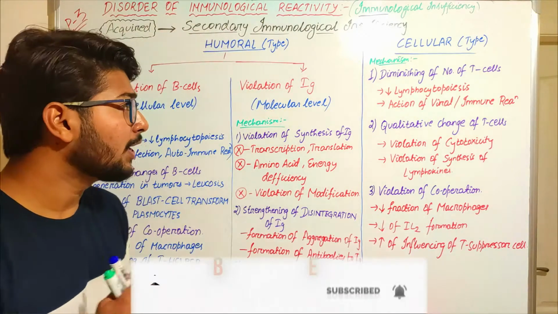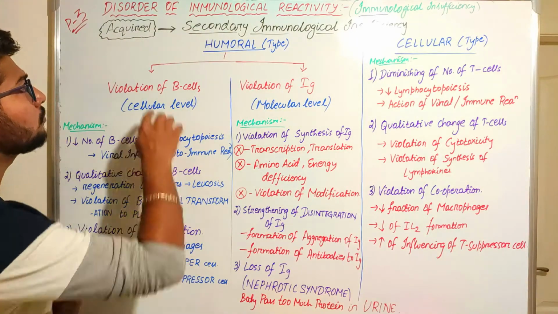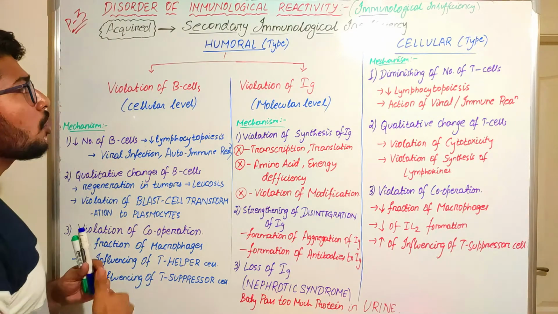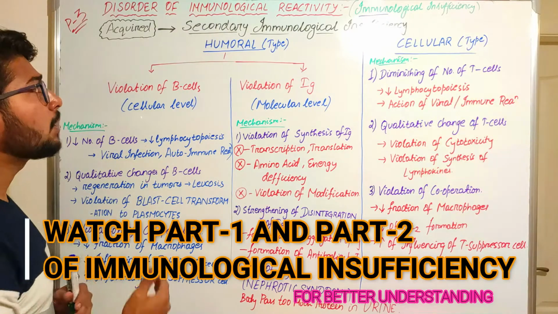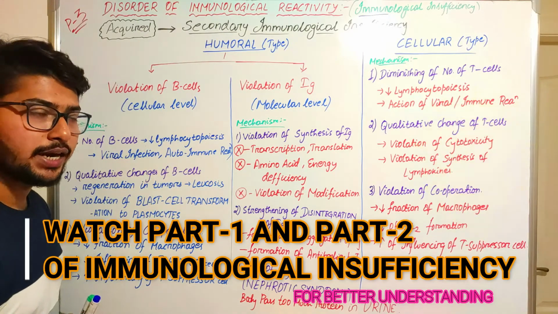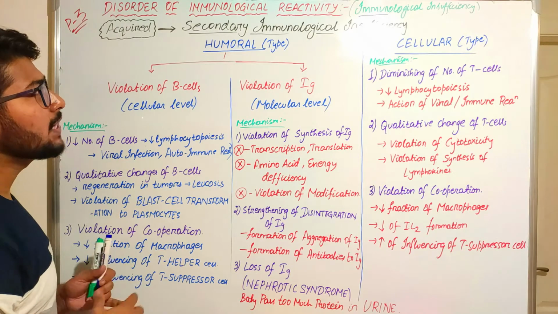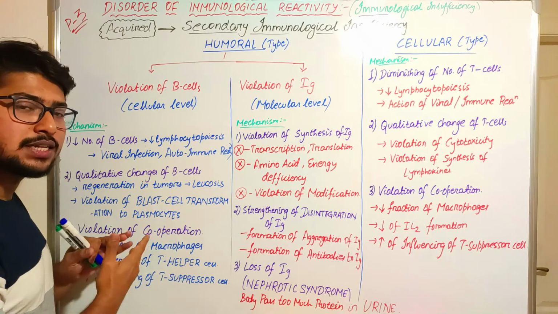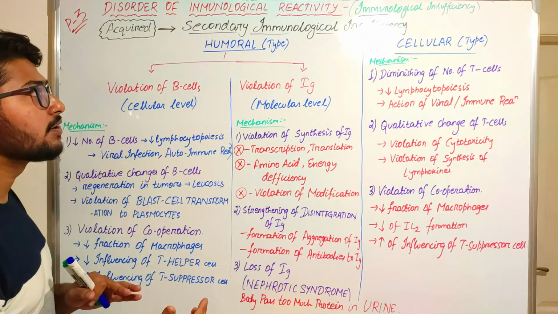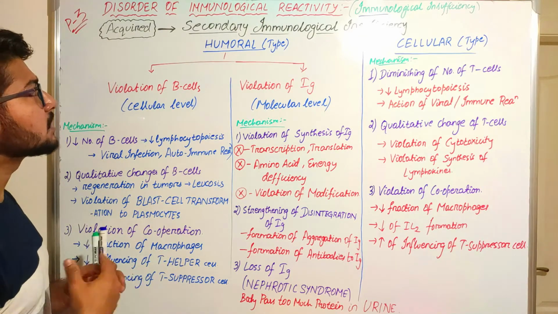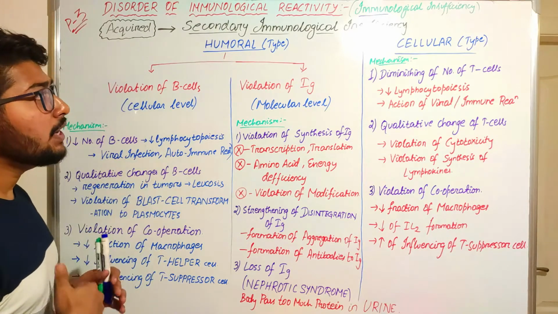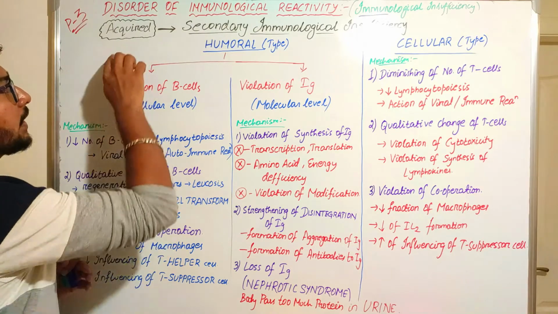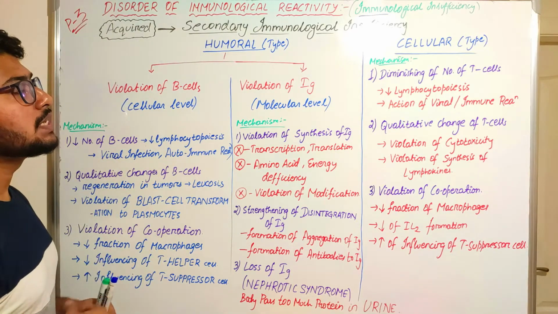Today we are going to read about the third part of the disorder of immunological reactivity. In my previous videos, the first and second parts, we discussed what is disorder of immunological reactivity and what its classification is. It's classified into primary and secondary. In my second part, I discussed the primary type of immunological insufficiency, or the inherited type.